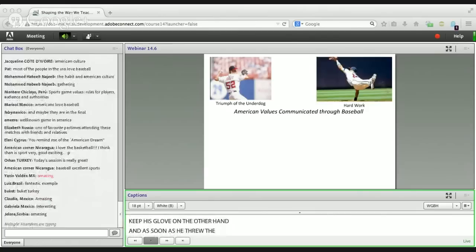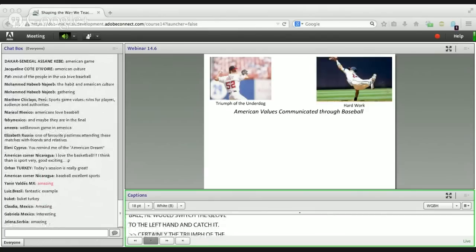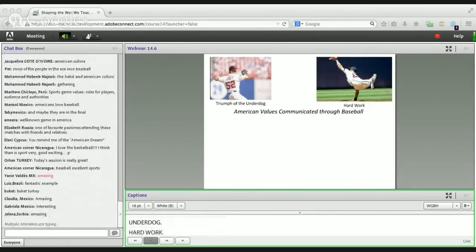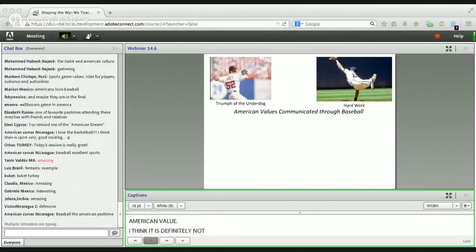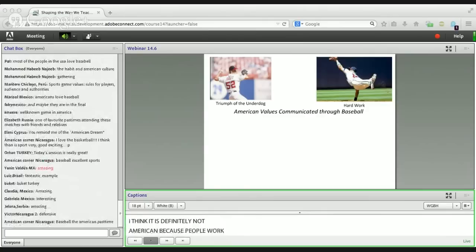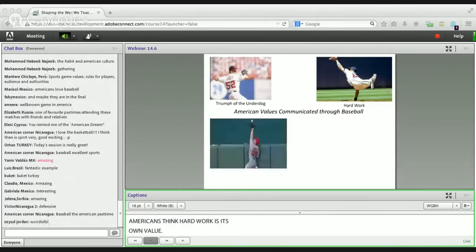Hard work. Well, hard work is definitely an American value. I think what makes it uniquely American, because people work hard all over the world. Of course. But what Americans think about hard work is that it is its own value. So hard work is its own reward, meaning it doesn't matter if you're really successful. If you work hard, the activity was very valuable.